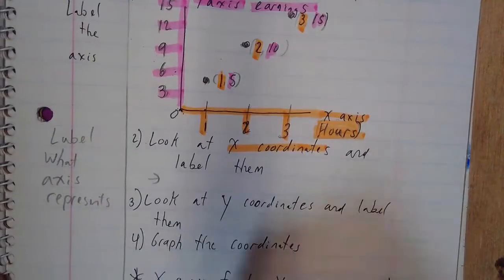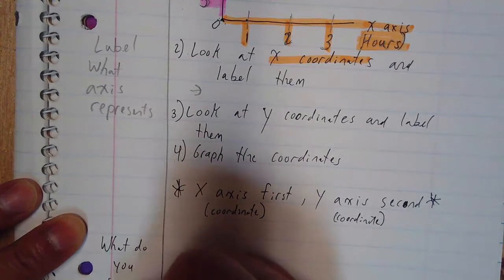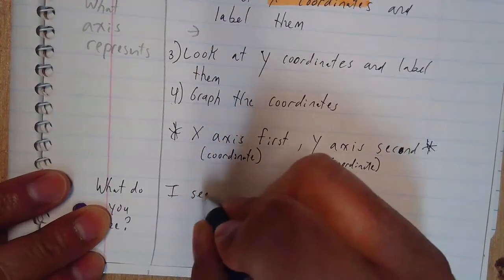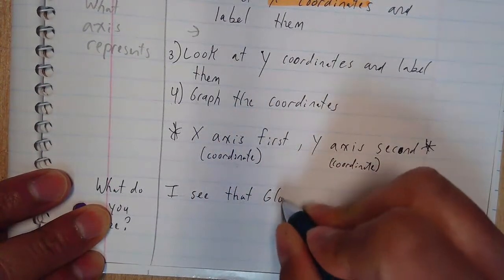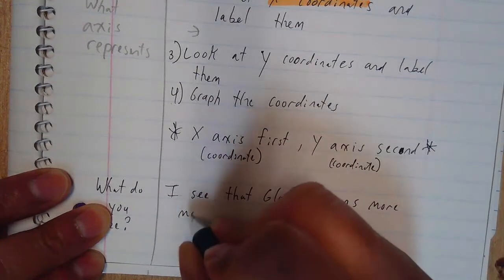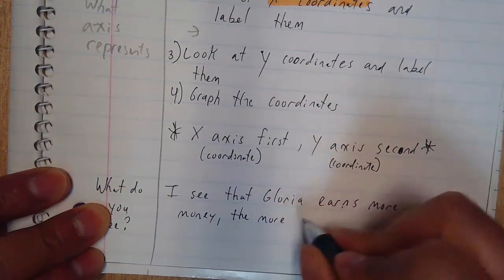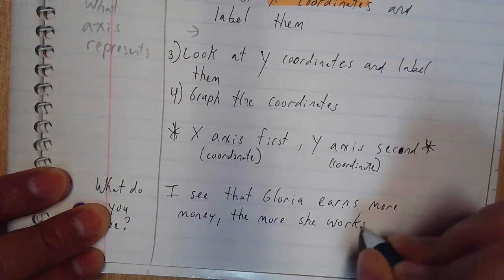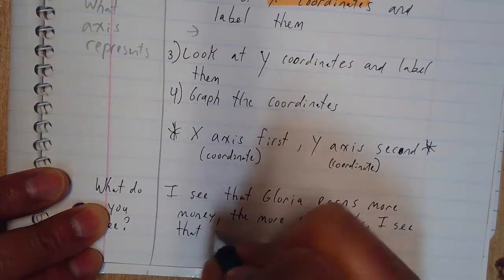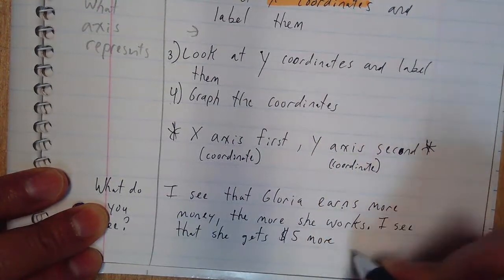Now, I'll write this question on the side. What do you see? Because that'll be a question on the quiz, kind of. What do you see? I see that Gloria earns more money the more she works. And there might be a better way to say that. I see that she gets $5 more per hour.